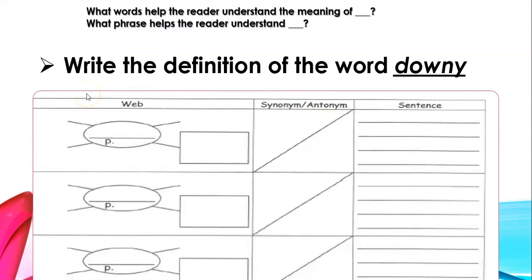So I want you to take out your word web. And today we're going to write down the word downy. But before you do that, I want you to write on the top these two questions, because this is how you would usually see these types of questions for your word web. It's what word helped the reader understand the meaning of blank, and what phrase helps the reader understand blank. So I'm going to go ahead and give you 40 seconds to write those two questions. Remember, you're going to do them on the top of your paper of your word web. So you have a minute, 45 seconds left.